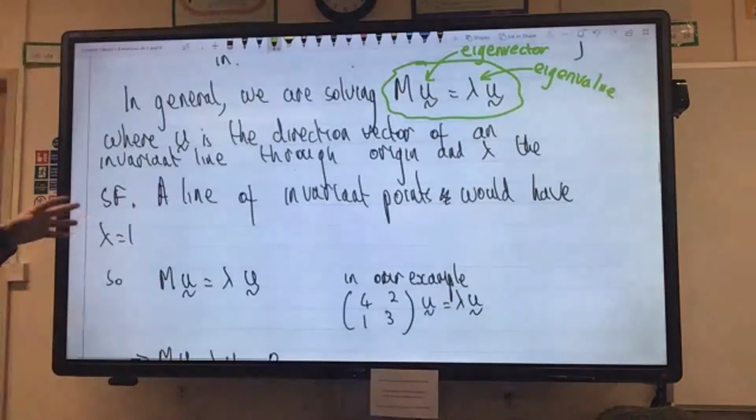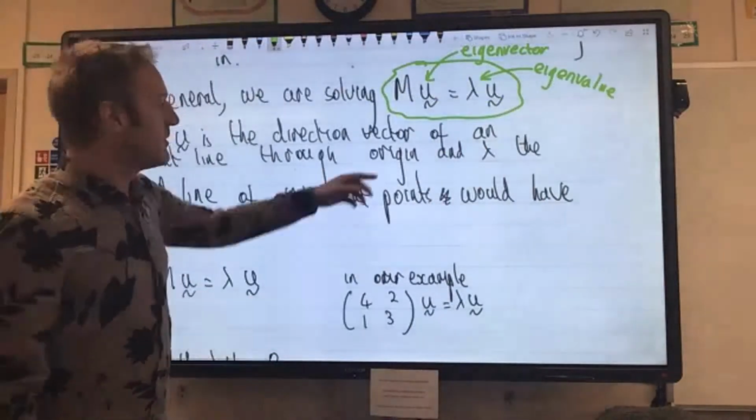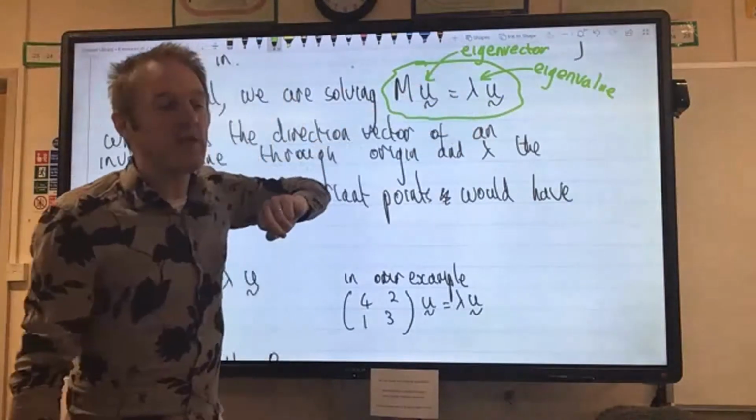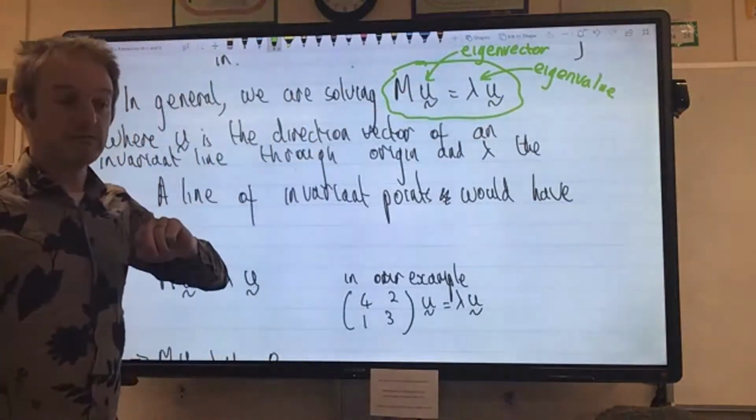And the line of invariant points would also be an eigenvector. It would also solve this, but lambda would be 1. The eigenvalue would be 1. Okay.